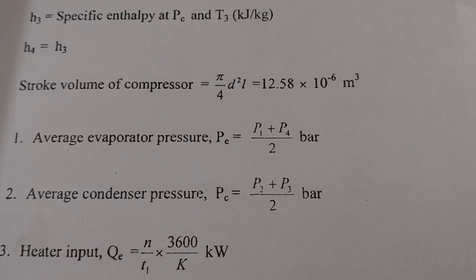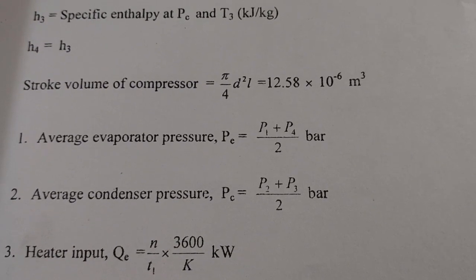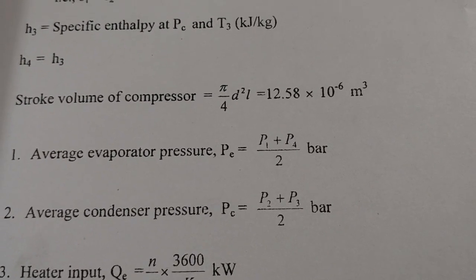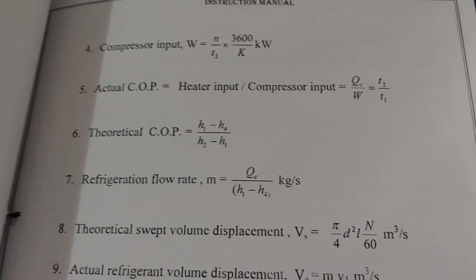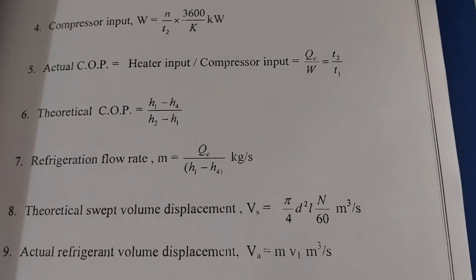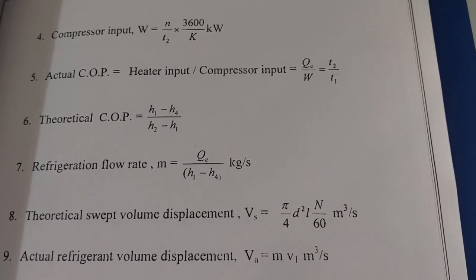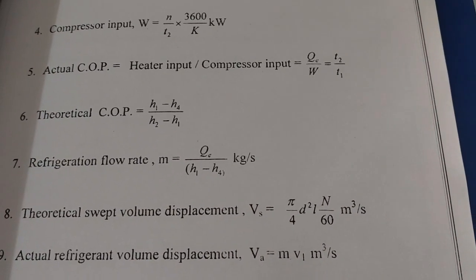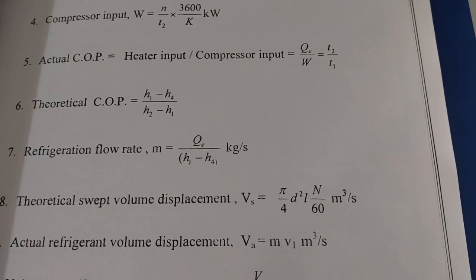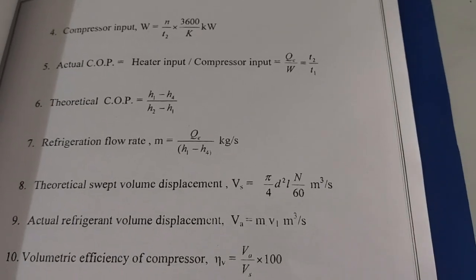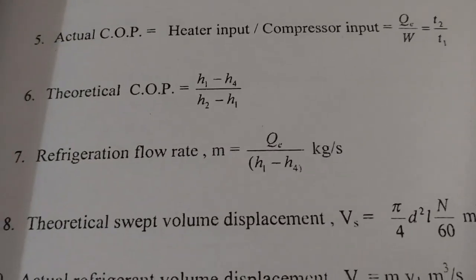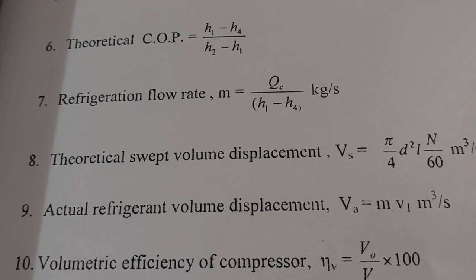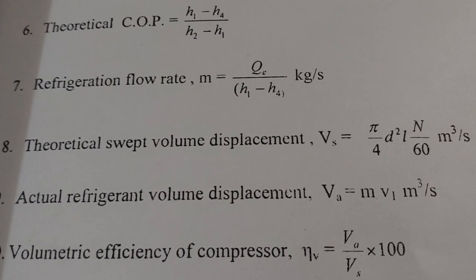After calculating this, we can calculate the heater input, that is QE equal to N by T1 into 3600 divided by K, in kilowatts. Then the compressor input, W equal to N by T2 into 3600 divided by K, in kilowatts. Actual COP is heater input divided by compressor input, which is QC divided by W, which is also equal to T2 by T1. We can calculate the theoretical COP by H1 minus H4 divided by H2 minus H1. Then the refrigerant flow rate M can be calculated by QC divided by H1 minus H4, in kilograms per second.